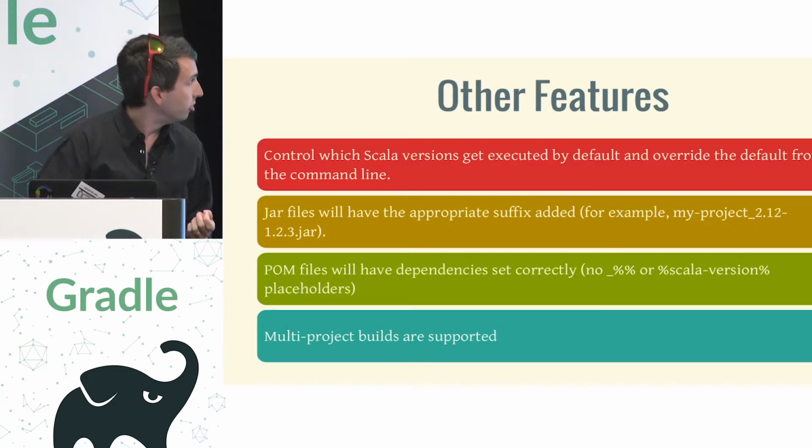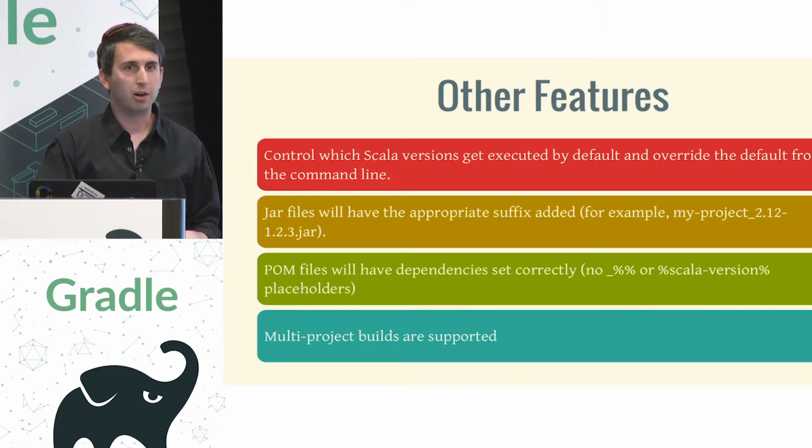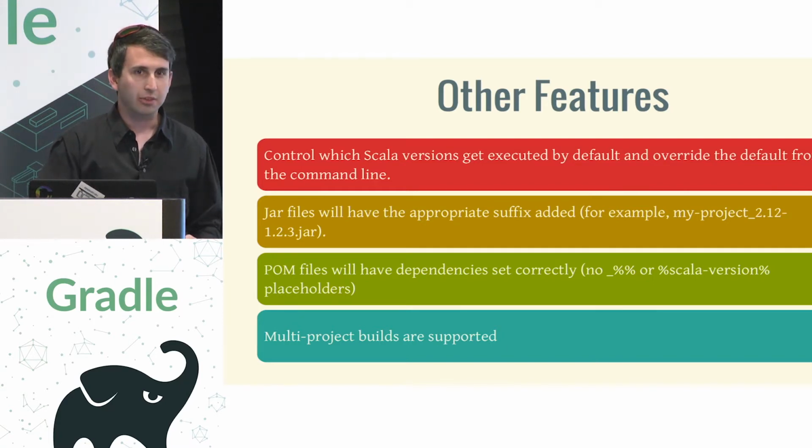It's got some other features. Sorry, I don't know why this is cropping off the side there, but you can control which versions of Scala it's going to execute by default. So if you just want to compile for like the latest one while you're iterating in development, but your CI server wants to run all of them, that's easy to achieve. It'll add the suffix to your jar file. It'll make sure your POM file dependency section is correct, and it supports multi-project builds.